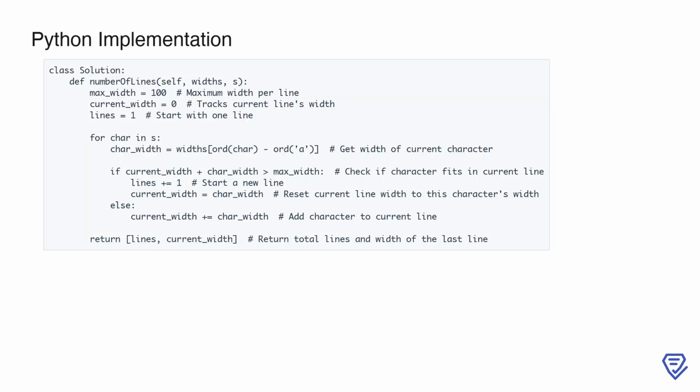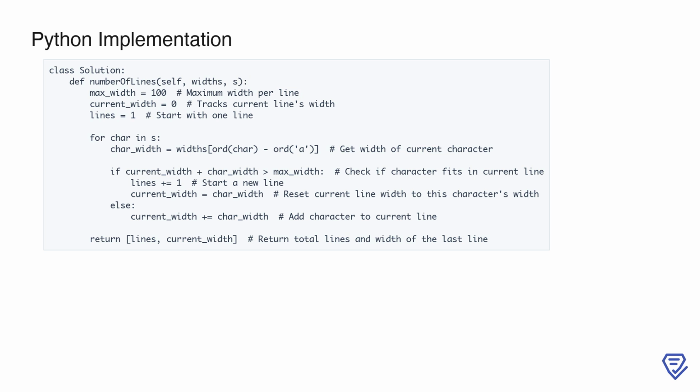This solution addresses the LeetCode problem Number of Lines to Write String by calculating how many lines are required to write a given string s and the width of the last line, based on the widths of each character. The function numberOfLines takes two inputs: widths, a list of integers representing the widths of the 26 lowercase English letters, a to z, and s, the string to be written.